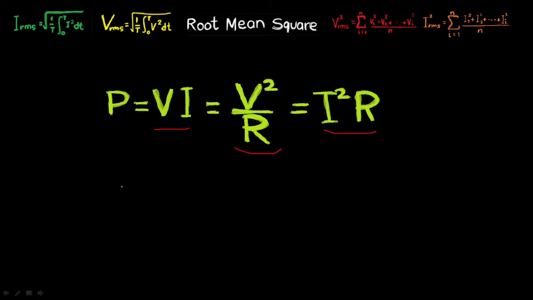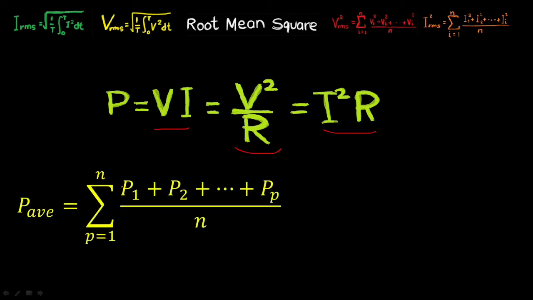Then the effective power can be derived from the summation of instantaneous power and getting its average value. We can also use the integral form to get the total average power.